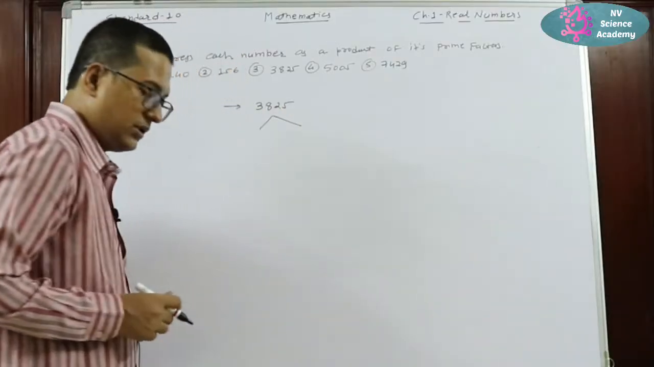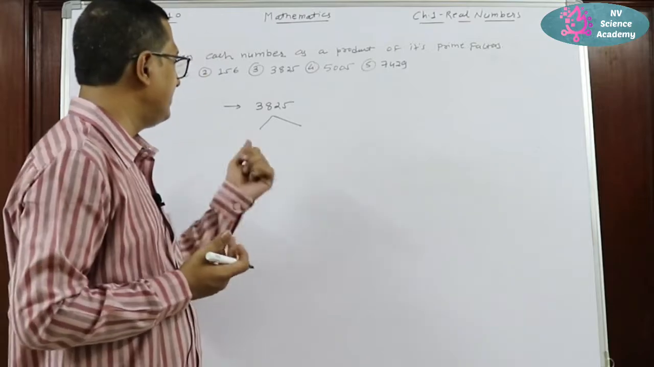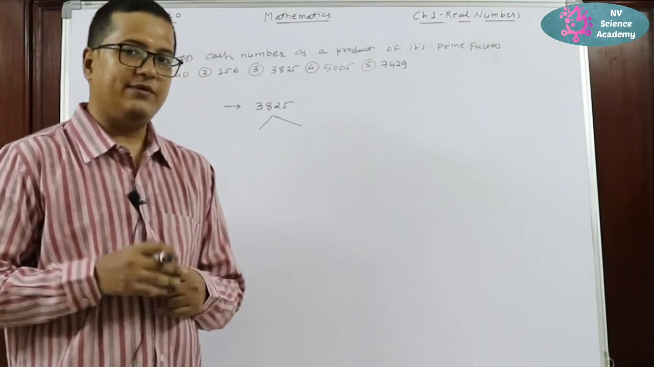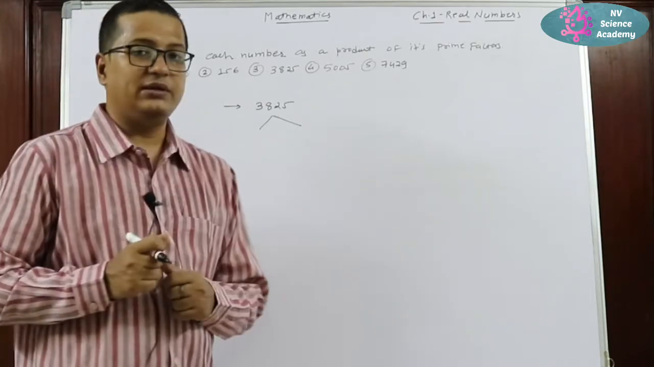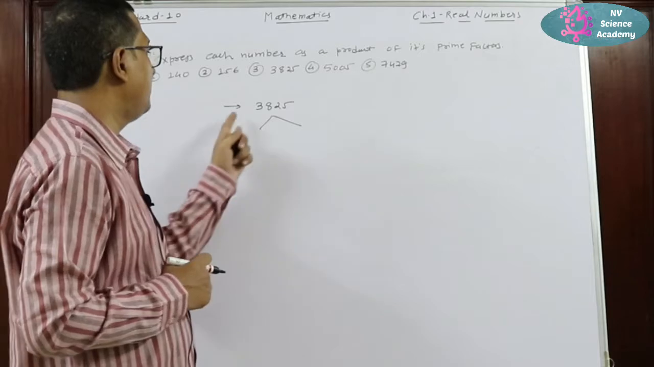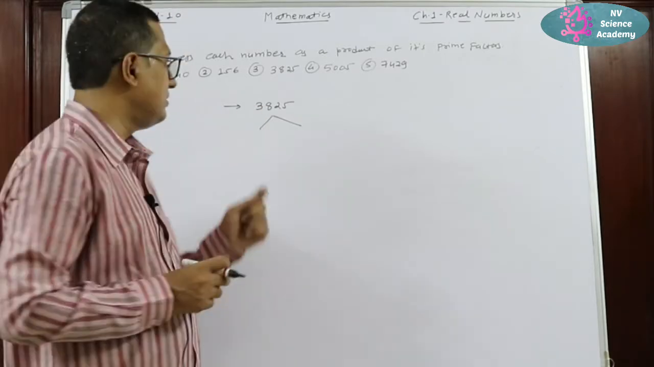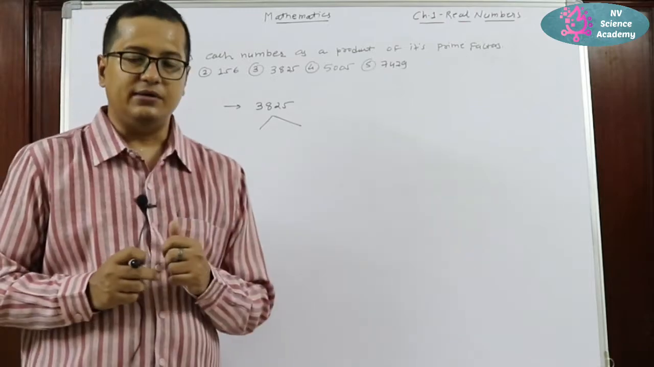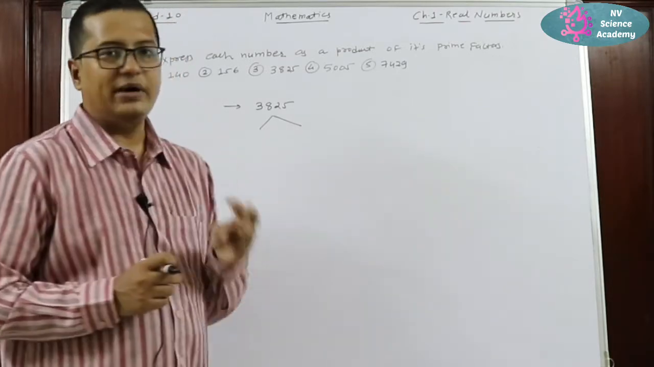3825. As you can see, it is not an even number, so we cannot divide this by 2. So now let us try with 3. If the sum of the digits of a number is divisible by 3, then I can say that number will be divisible by 3. So 3 plus 8, 11, 11 plus 2, 13, 13 plus 5 is 18. So 18 is divisible by 3. It means I can divide this number by 3.